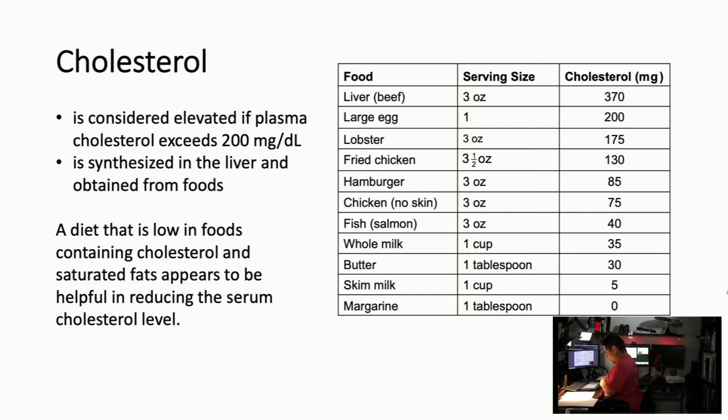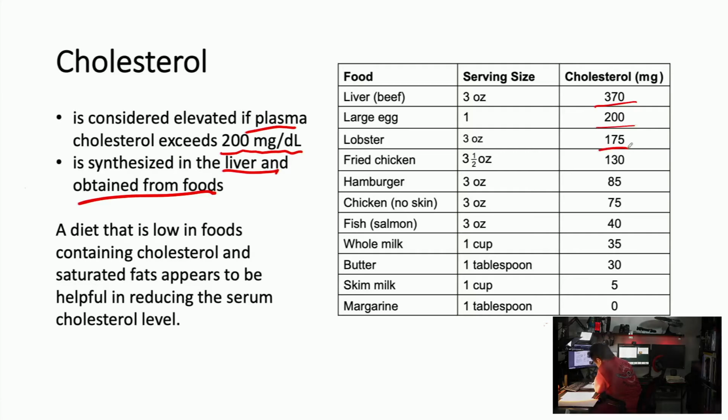A little more about cholesterol here. It is considered elevated if the plasma cholesterol exceeds 200 milligrams per deciliter, right? It's synthesized in the liver and is obtained by foods. So let's take a look here. Beef liver has 370 milligrams of cholesterol in every serving size. Good thing I don't like beef liver, right? I do like eggs though. One egg has 200 milligrams of cholesterol.